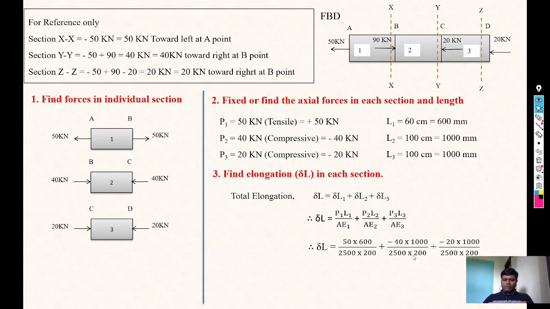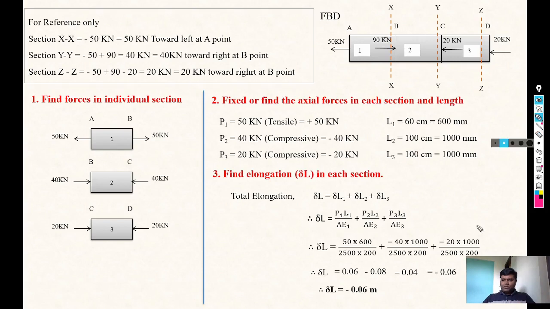ratios, we will get total elongation: 0.06 for the first, 0.08 minus 0.08 for the second, and the third one is minus 0.04. So the total answer is minus 0.04. Total elongation of this section is negative, it means the rod is contracted. The rod is contracted by 0.04 mm.